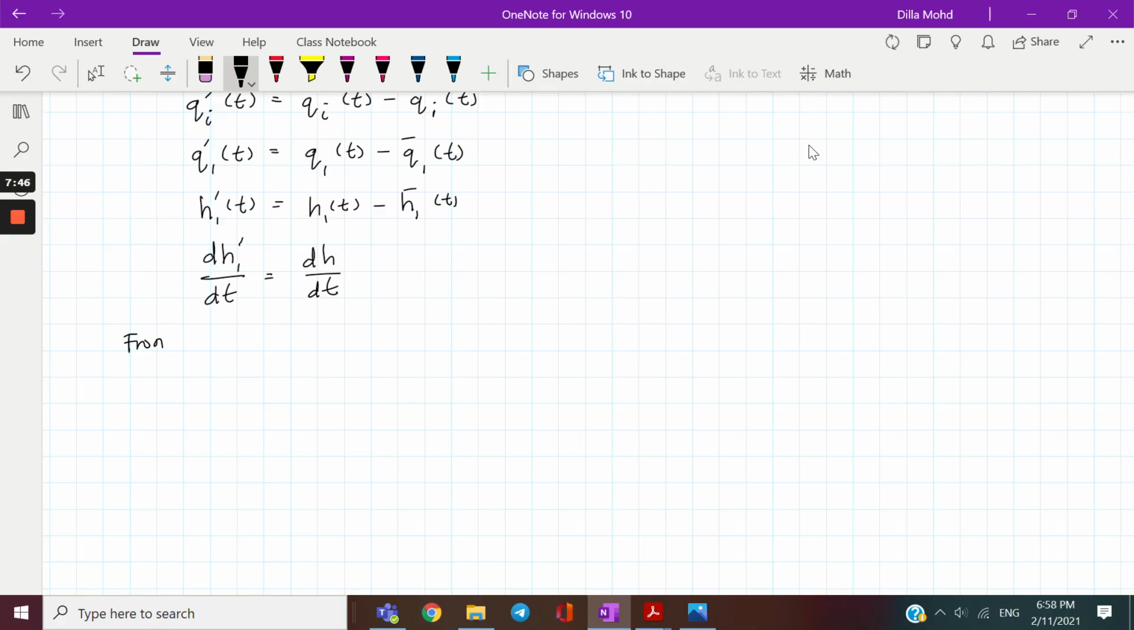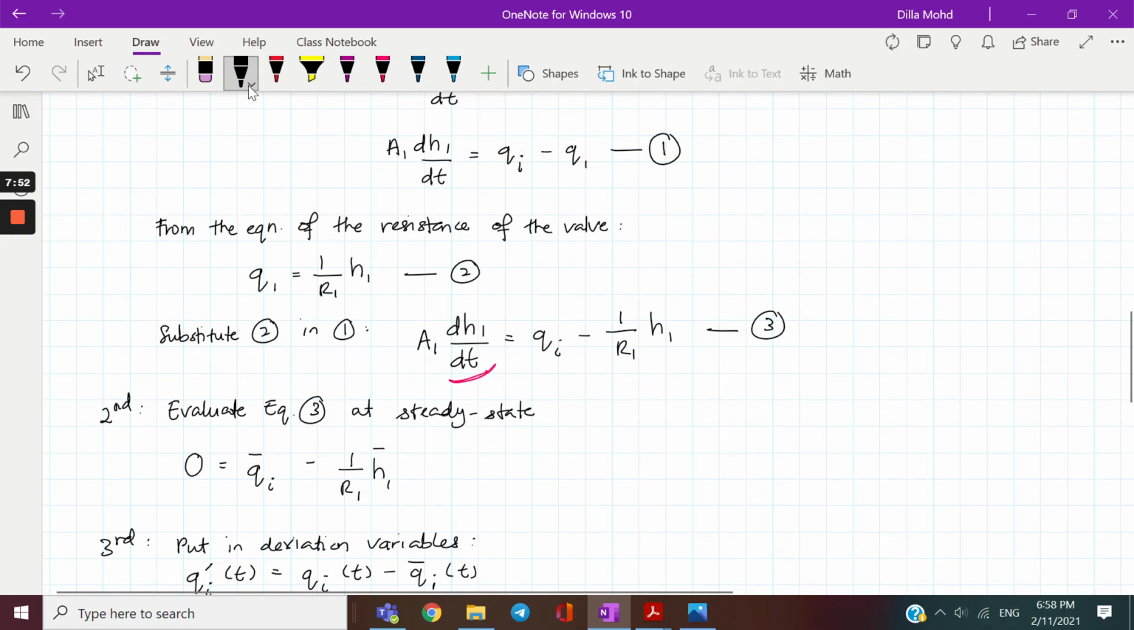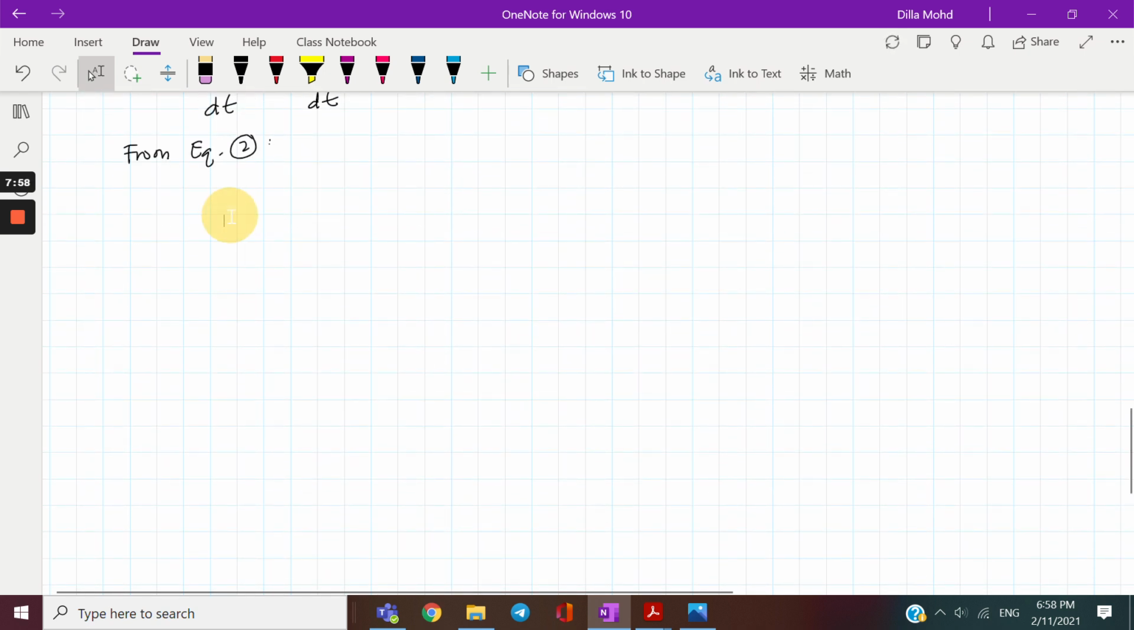So from equation 2, where's equation 2? I have equation 2 here. I can just bring my equation 2 down and put it in terms of deviation variables. So I have Q1 prime and H1 prime.